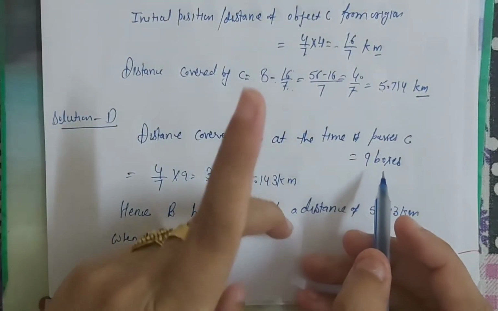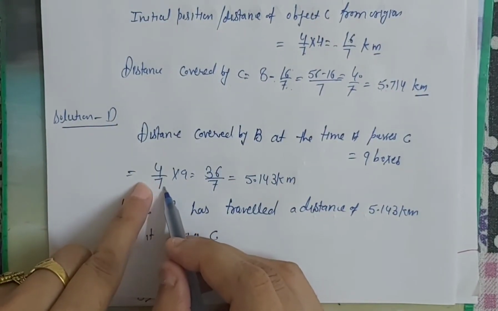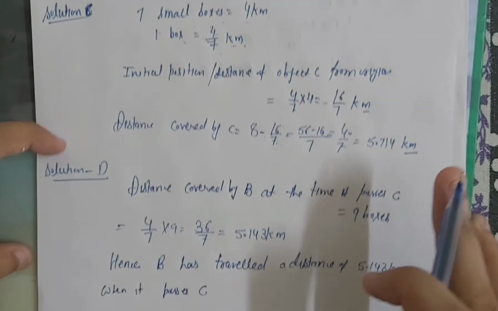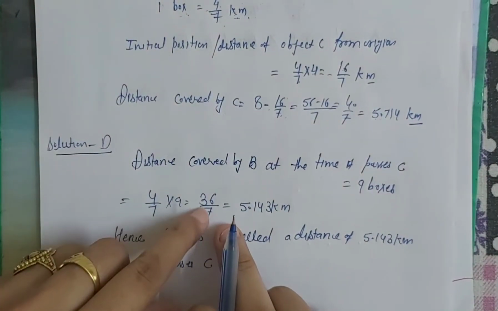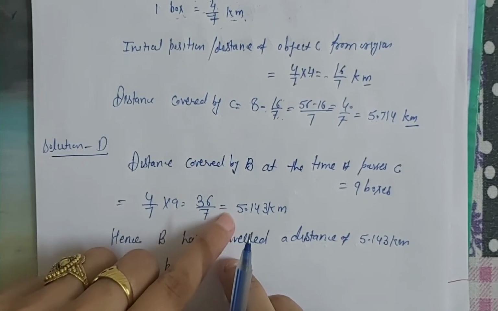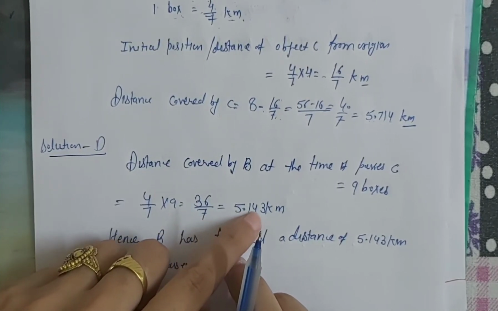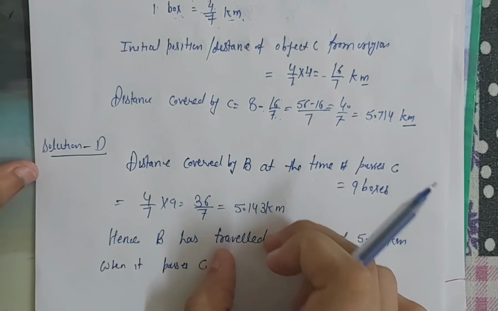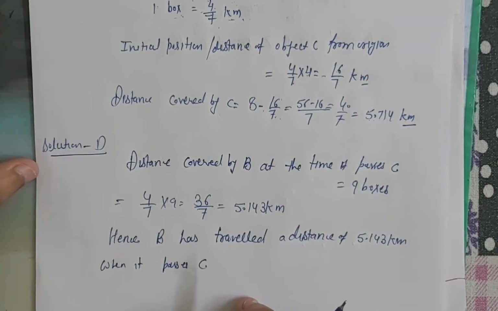If one box is equal to 4 divided by 7, as we know from the previous question, then 9 boxes is equal to 36 divided by 7, which is equal to 5.143 kilometers. So this is the distance B travels when it passes C.